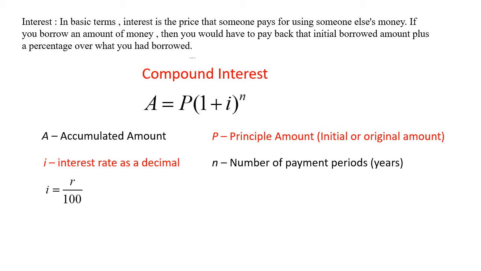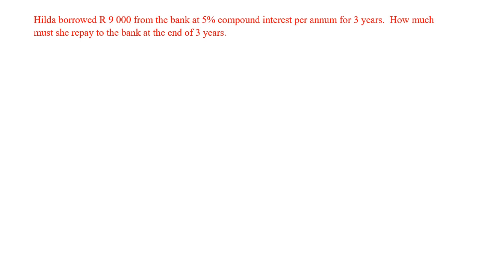If I use the formula where i is equal to r over 100, the original formula can change, and in place of i I can write down r divided by 100. It is the same formula. Let us now go and look at a few examples.